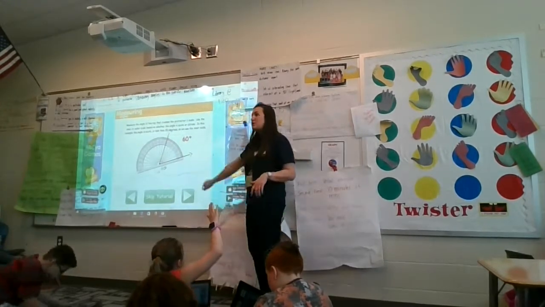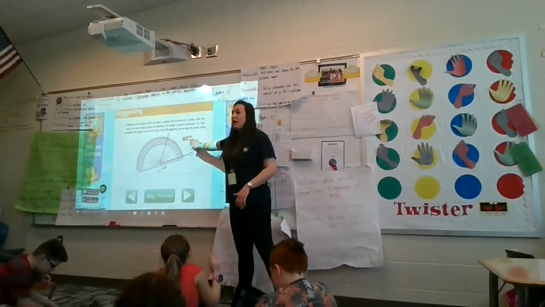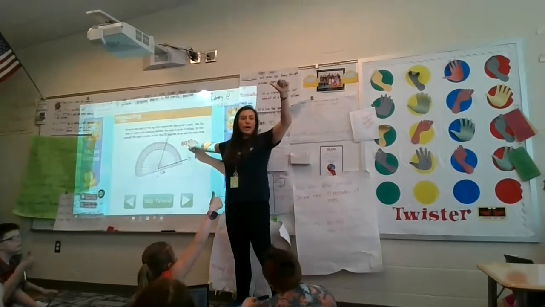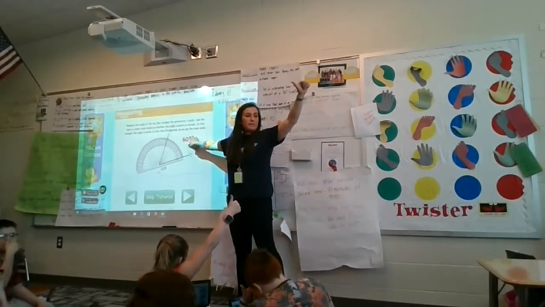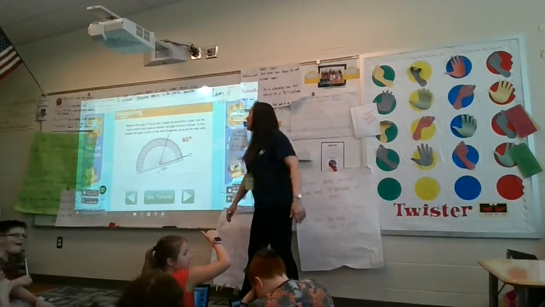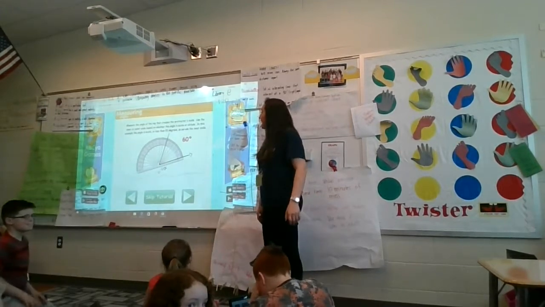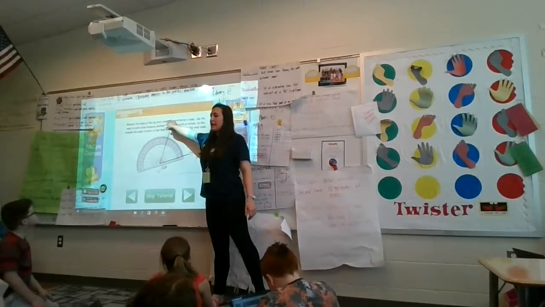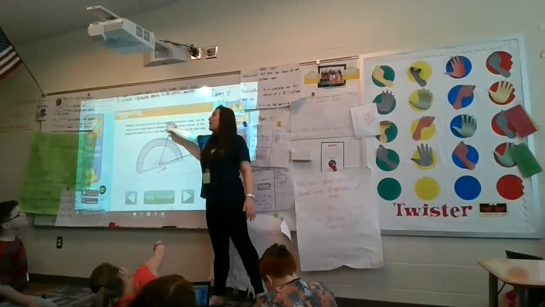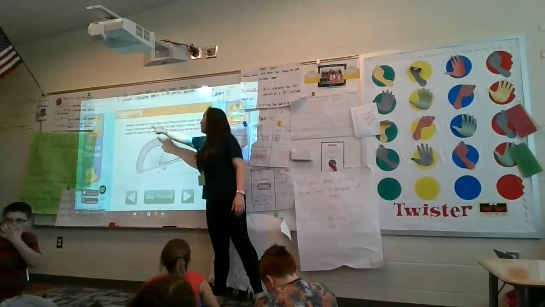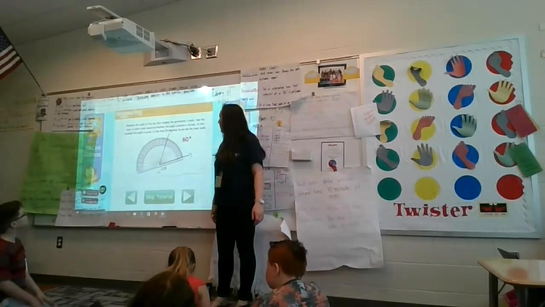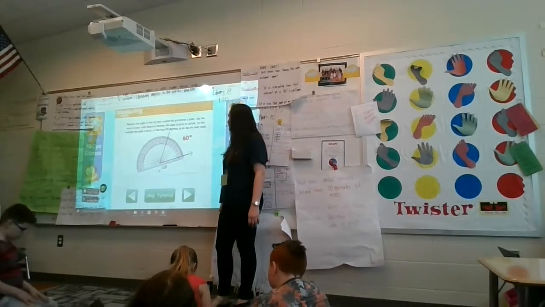What I want to point out to you today, give me a thumbs up if you're on this screen. Okay, I'm seeing lots of thumbs. Good. Callie, got a thumb? Are you on the screen? Very good. What I want you guys to see is, what does it say? Somebody raise your hand and read this out loud for me. Riley, go ahead. Measure the angle of the ray that crosses the protractor scale.